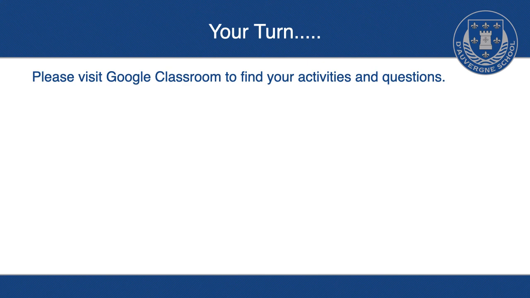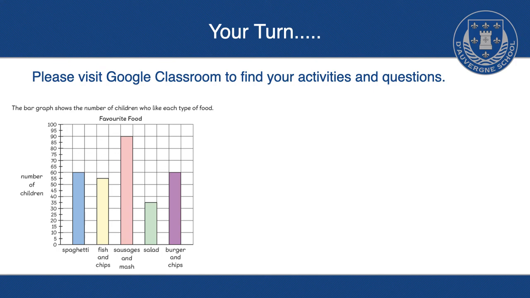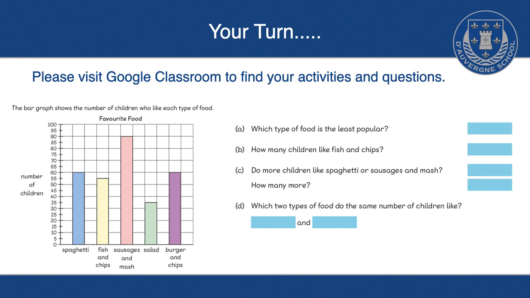And now it's your turn. So go on to Google Classroom and you will have questions like this where you're given again a data set. So the bar graph shows the number of children who liked each type of food, and like we can see at the bottom this time, instead of the scale being at the bottom, the scale is going vertical, so up, and across the bottom are the different types of food. Okay, you've got spaghetti, fish and chips, sausages and mash, salad, burger and chips, and it shows you which was preferred, which was their favourite, and then you'll have some questions to have a go at.